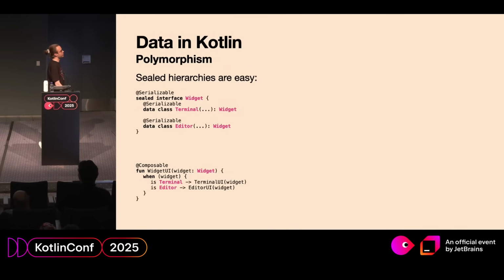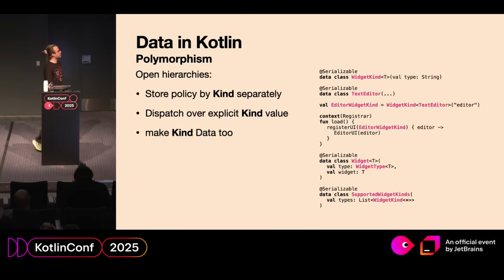It's a bit tricky to do that polymorphically. If we implement an interface, we can obviously implement it differently for different types. For sealed hierarchies, that's not a problem. We can just pattern match. It's easy. For open hierarchies, it becomes a little bit more tricky. We need to create some sort of an external dispatch.